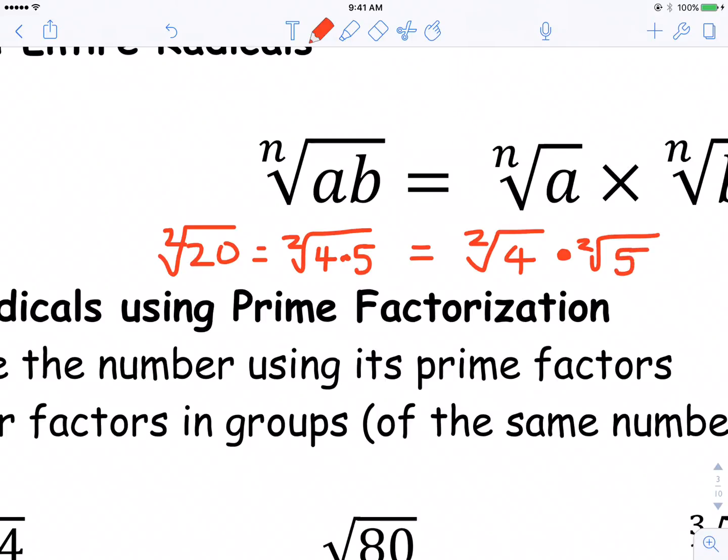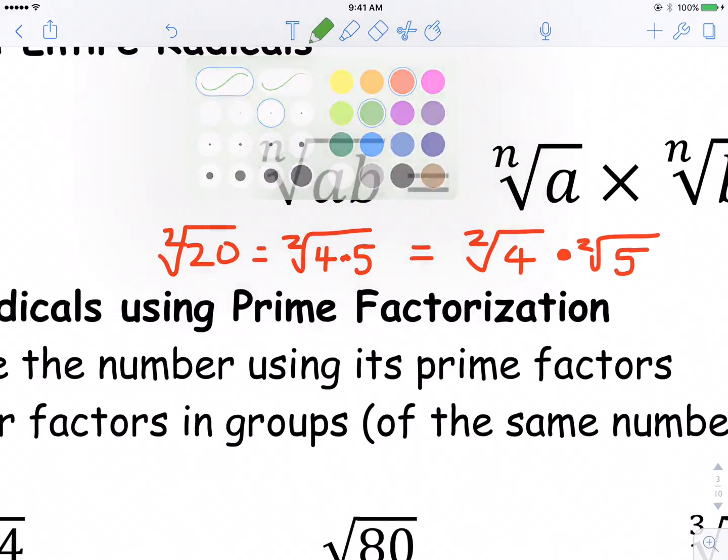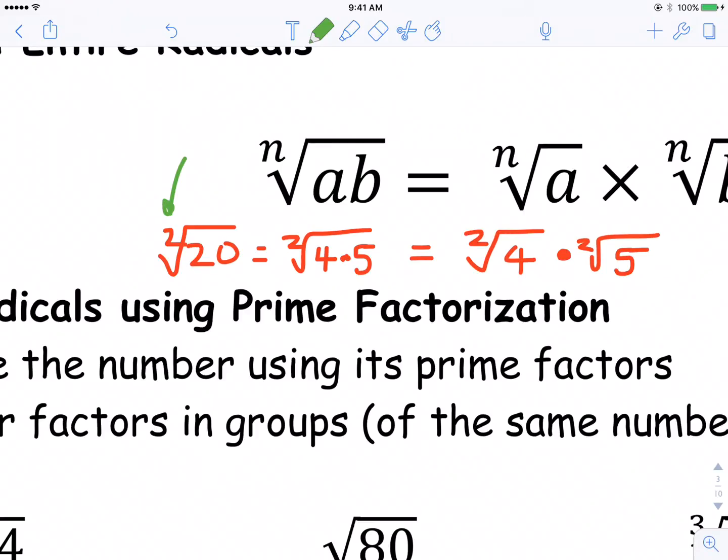Now remember that because it's a square root, I technically don't need to write the 2 there. The 2 is the only one that we never have to write. Cube root, fourth root, fifth root, anything else we normally do. But just for simplicity and example's sake, I decided to write it in there.